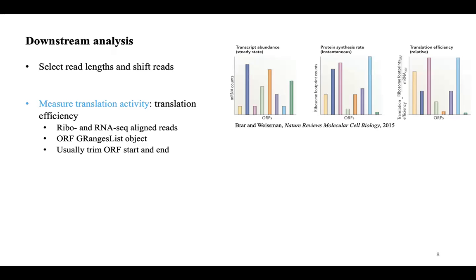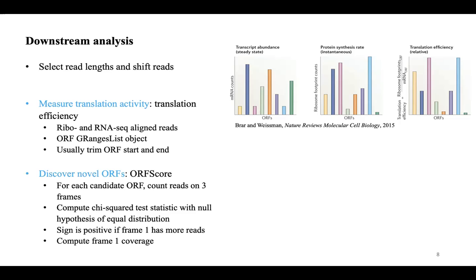After we select read length and also shift reads based on the P-site offset, we can then perform some further analysis. As we mentioned earlier, translation efficiency is a ratio of Ribo-seq reads versus the RNA-seq reads. And from the previous metagene plots, reads tend to be high at the coding start and end positions, so usually we will trim 6 BP or 2 codons from both ends. And also we can discover new ORFs from the Ribo-seq data.